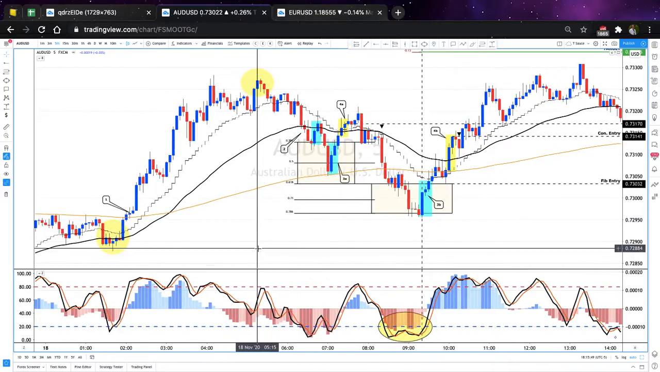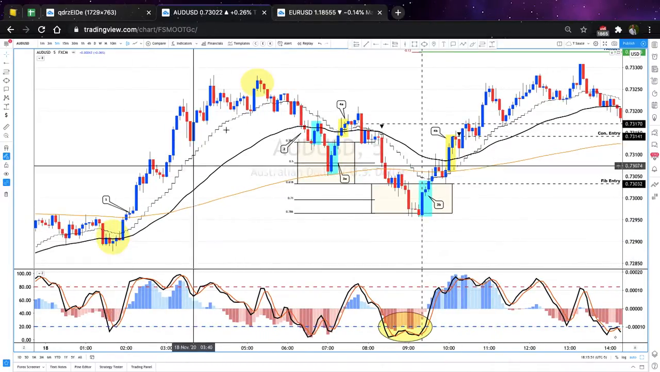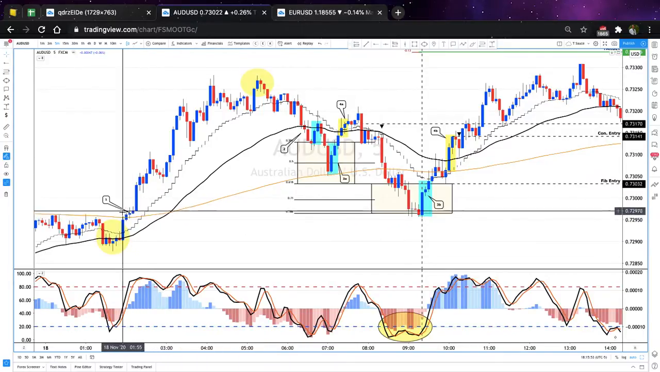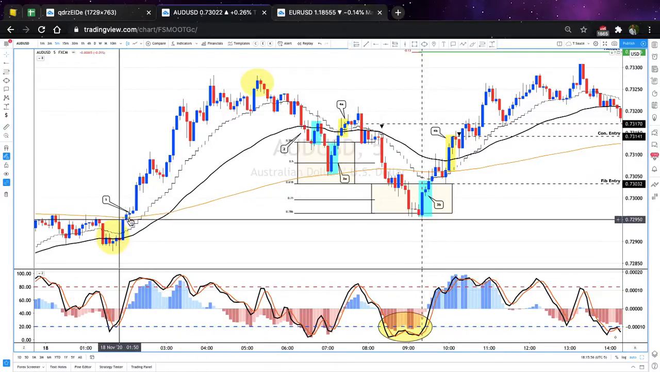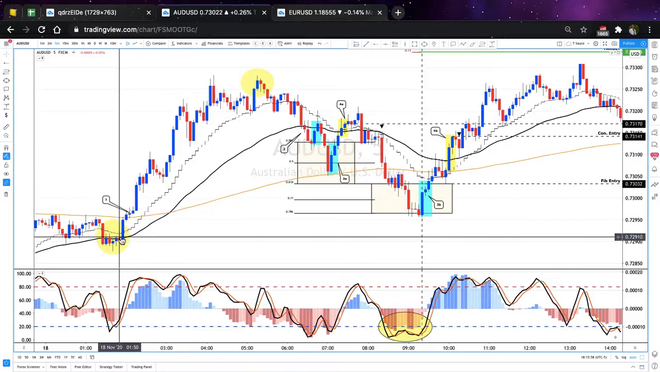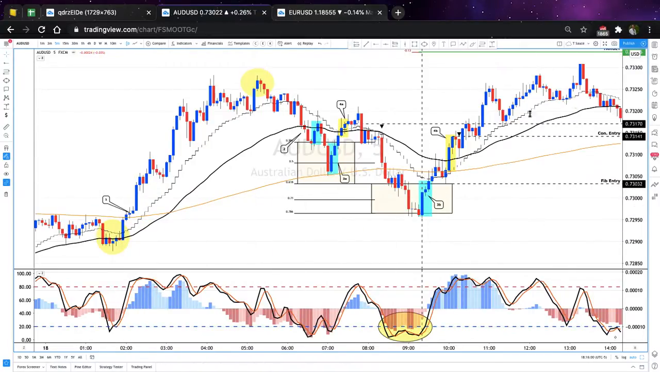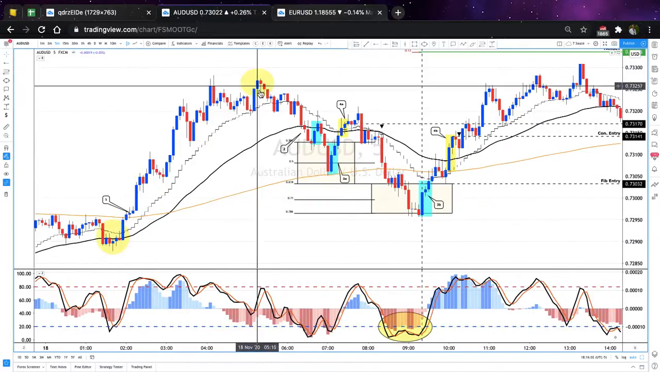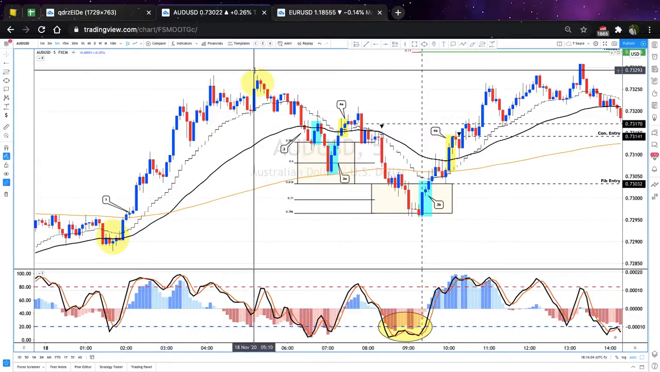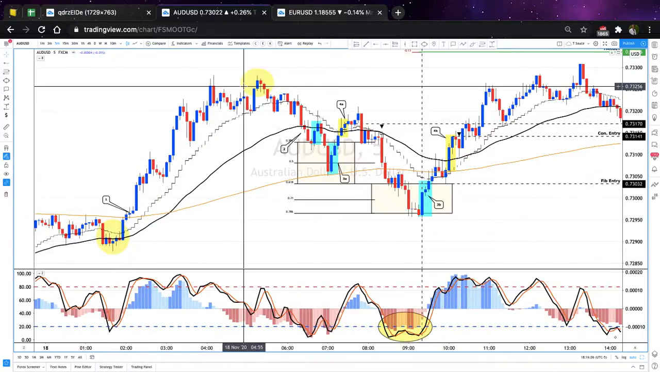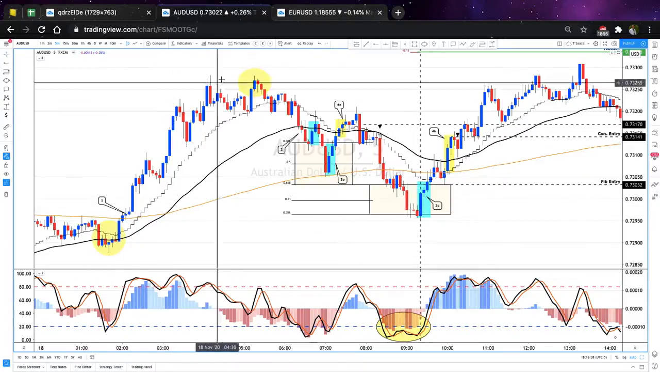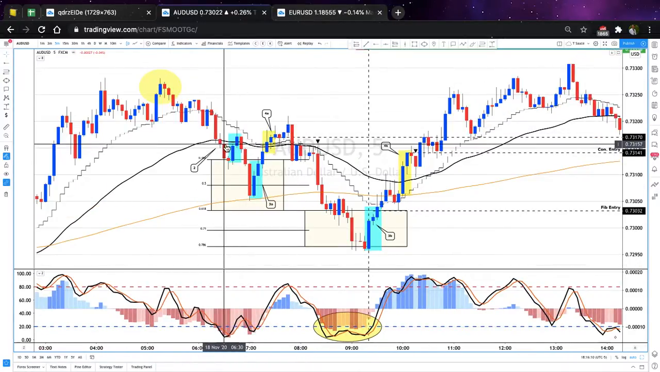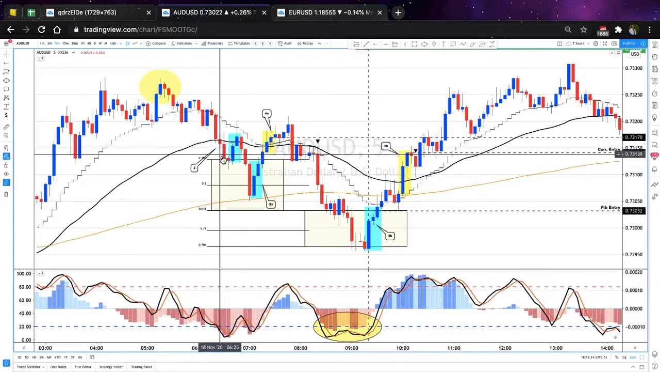First thing you want to do is identify your first impulsive leg. So this number one indicates that when price crossed the 200 EMA and you have this impulse, the yellow circles indicate your bottom and top of the trend and where you will place your fibs. So we have our one, and our two is the crossing of the 50 EMA. Once price crosses the 50 EMA, you indicate your two.